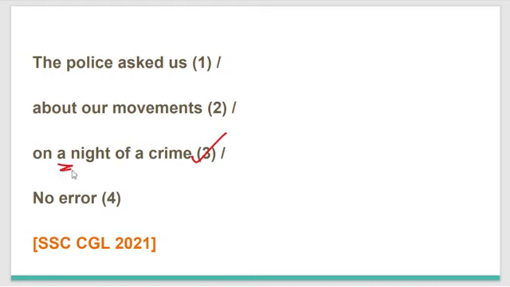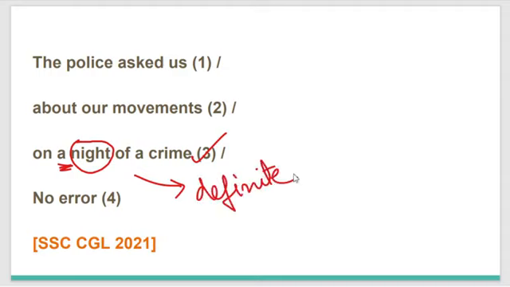Clearly here it is written on a night of a crime. Now see, when we are saying a, we are just making it generalized. We are just making it average, normal. But what is our main target? You have to use the when we are making something or mentioning something specific, and we have to use a or an, that is indefinite, when we are making something just general, nothing special or particular. But here we are talking about a particular night when the crime has happened, which is definitely something particular. So we have to use definite article because we are making it definite.